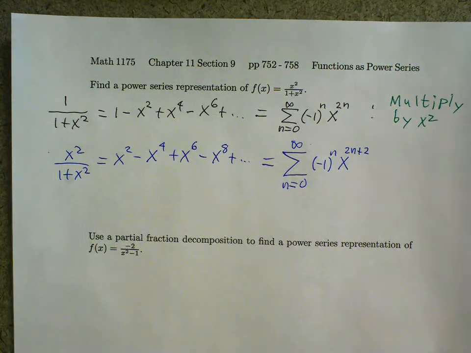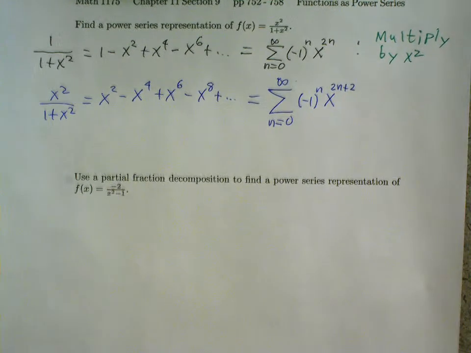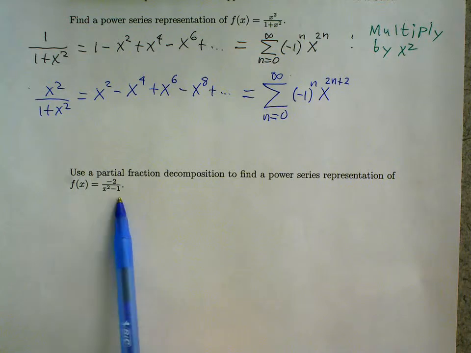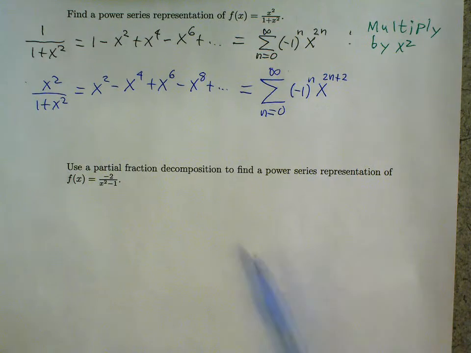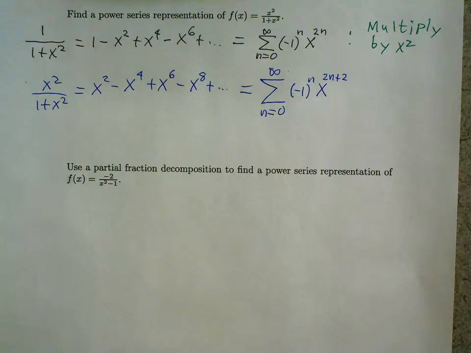Okay, in the next example, we'll use a partial fraction decomposition to find a power series representation for this function, f of x equals -2 over x squared minus 1. I'll give you a few minutes. Find a partial fraction decomposition for -2 over x squared minus 1. When you find it, it should be relatively easy to type in.